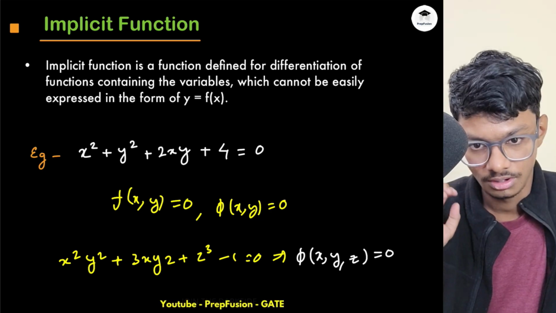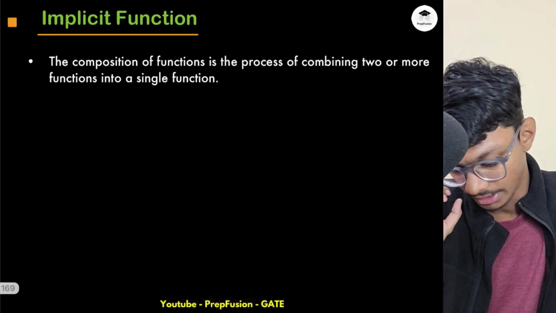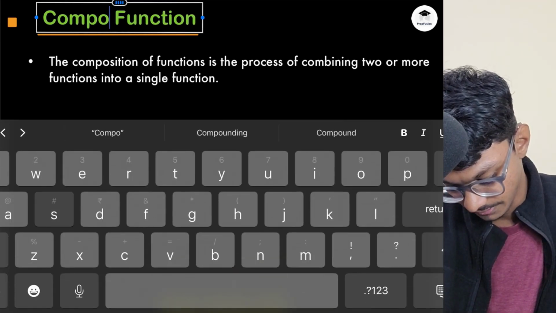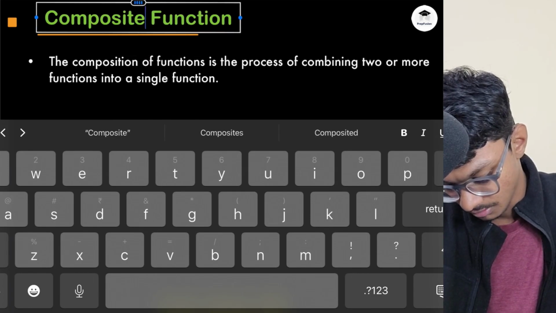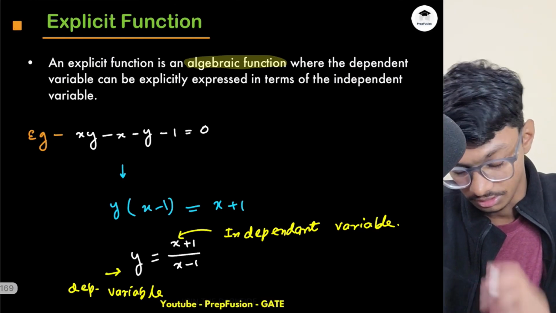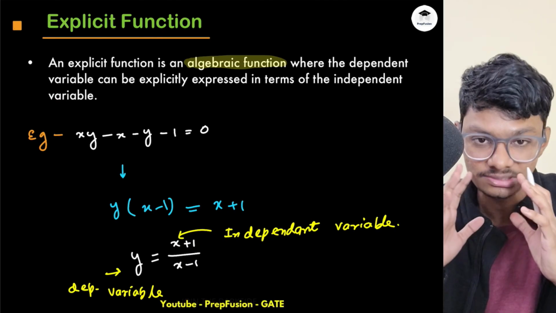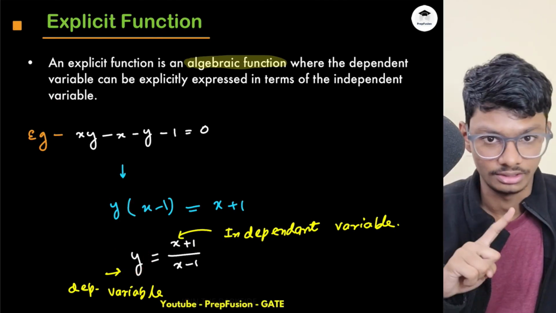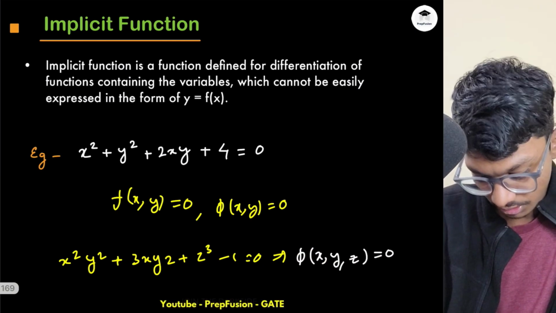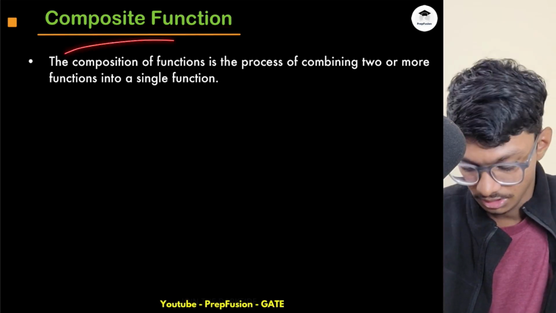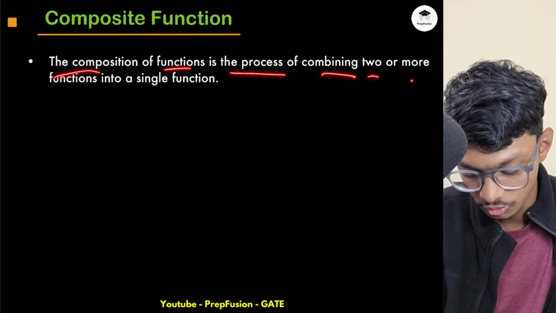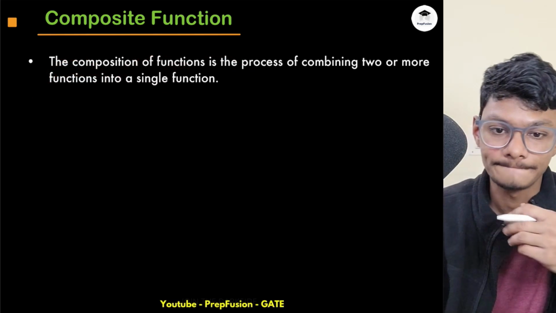Next is the composite function. I hope you got the point, the difference between the implicit and explicit function. Explicit means I can explicitly represent my y as a function of x, but an implicit function I cannot. So what is a composite function? The composite function is the composition of functions, the process of combining 2 or more functions into a single function.